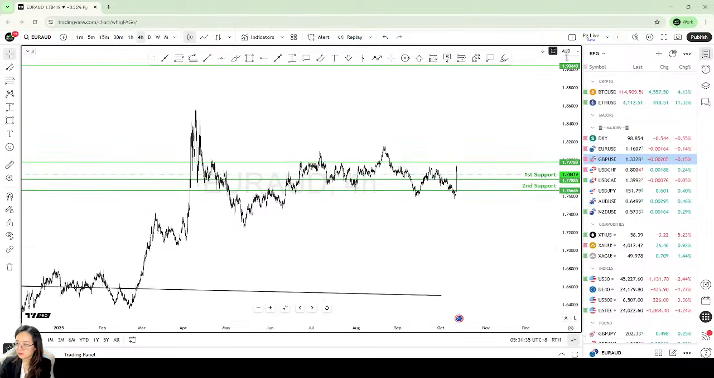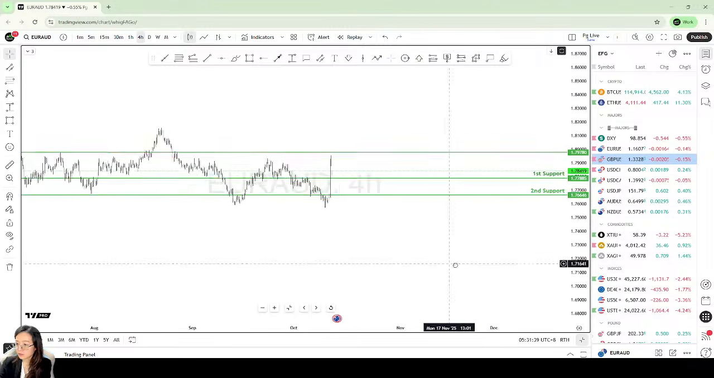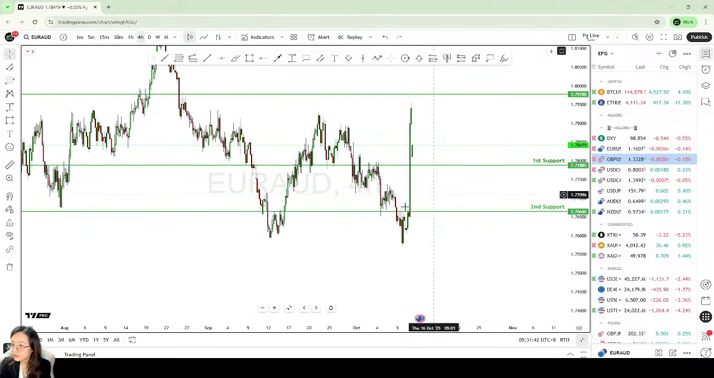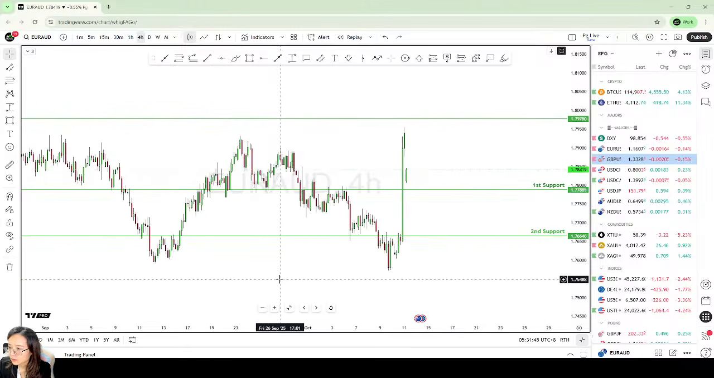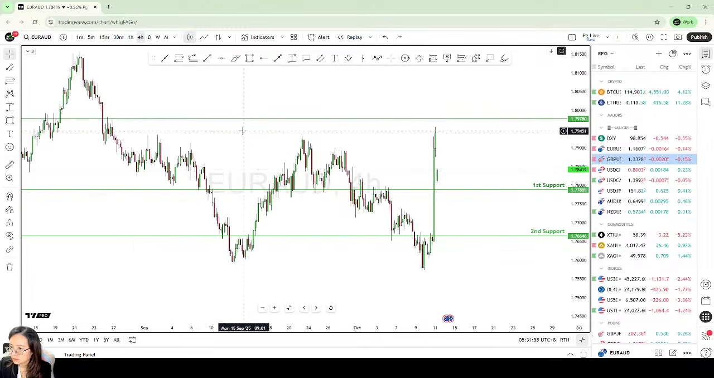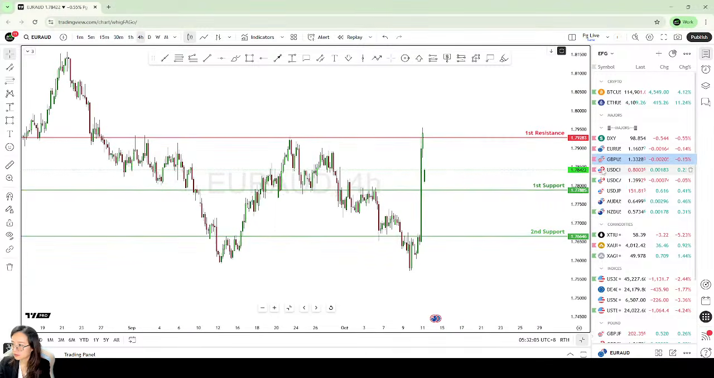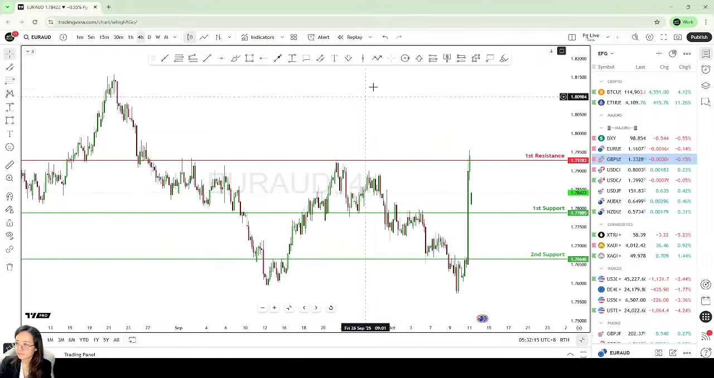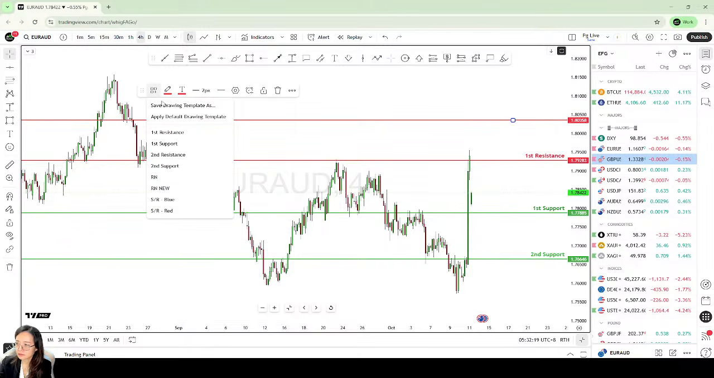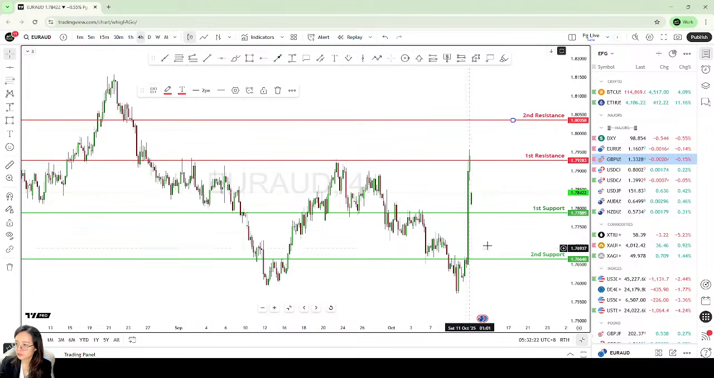But remember, I think it's going to, let me move this, where the price is, okay, here. I'm going to put here the first resistance, the current price right now. This is the second resistance.